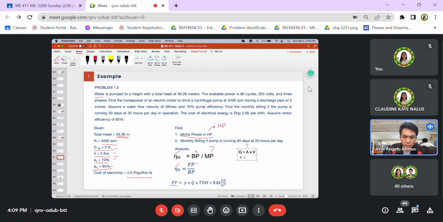So the area will be 0.01218 meters squared multiply. This is feet squared. The velocity of 5 feet per second. So we'll have the value of 0.10908 cubic feet per second.